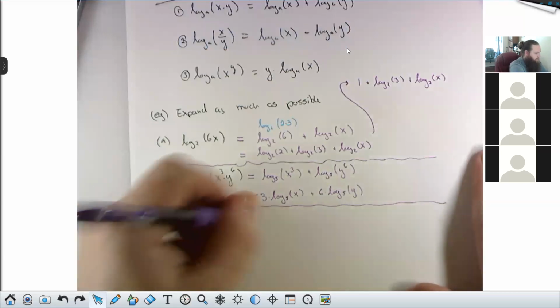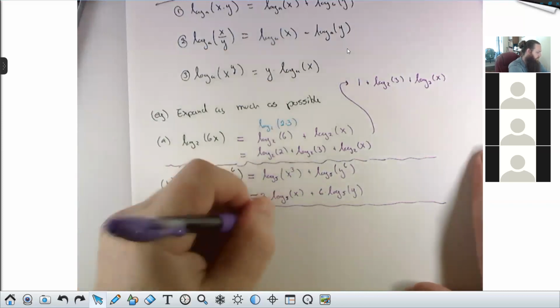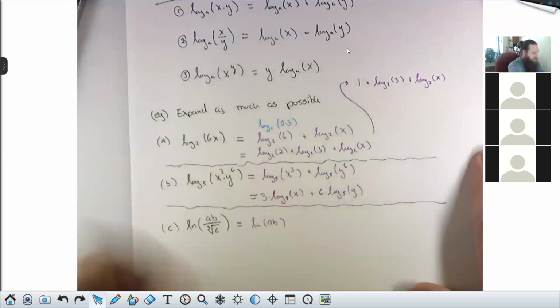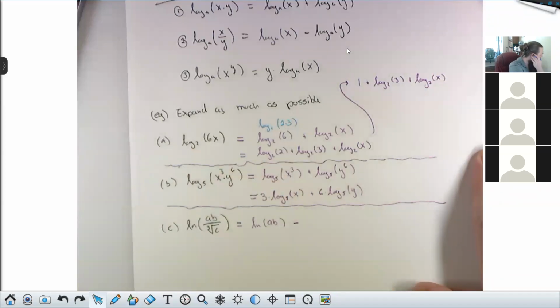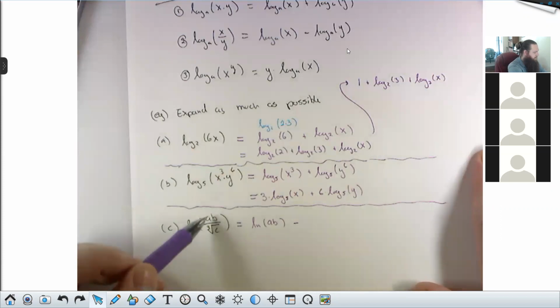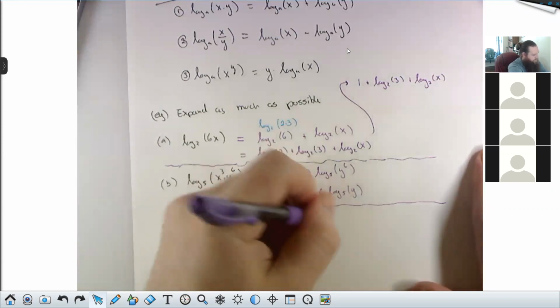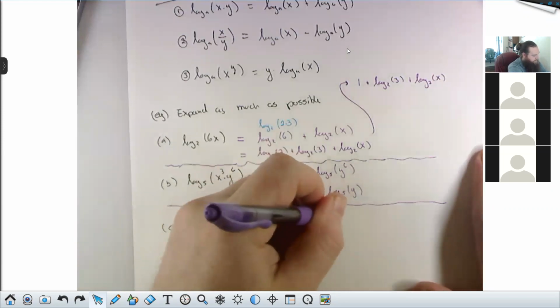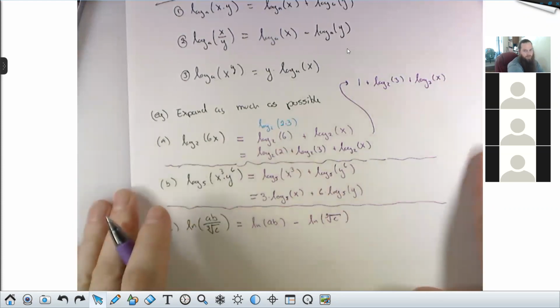Don't try to do too much at once. The most common mistake I see here is people doing too much at once, and you'll mess up a sign or you'll mess up a constant. So according to my second rule, rule 2, a log of a fraction is the log of the top minus the log of the bottom. And it's all ln's because the problem starts with ln. The base doesn't change when we do this.